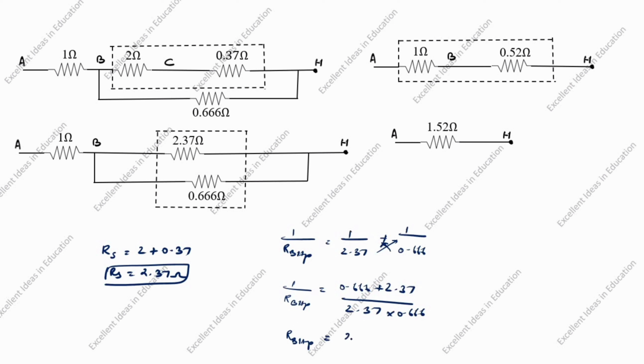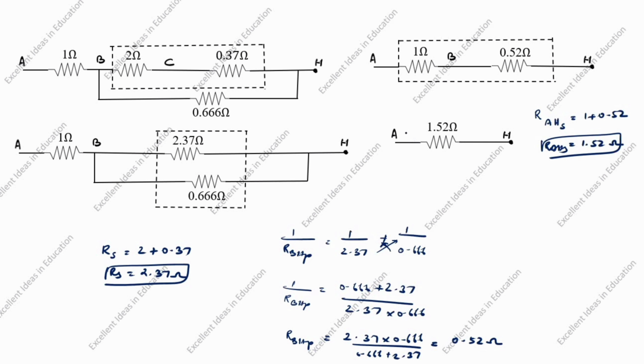RBHP is equal to 2.37 into 0.666 divided by 0.666 plus 2.37 equal to 0.52 ohm. This answer is 0.52 ohm. You see here 0.52 ohm is here. AB circuit is 1 ohm. This is series combination. Series combination, what we will do? We will add. Next. RAHS is equal to 1 plus 0.52 equal to 1.52 ohm. This is RAHS. You see RAH circuit is 1.52 ohm.